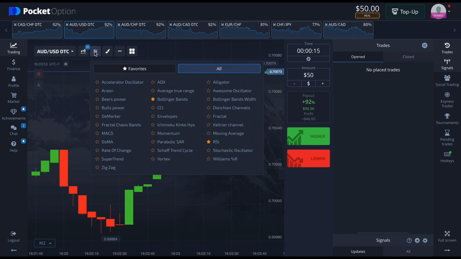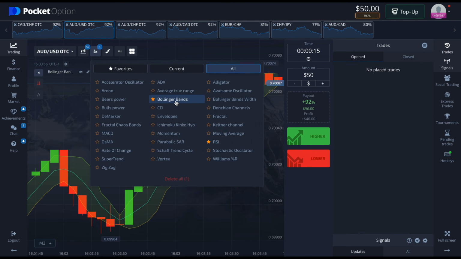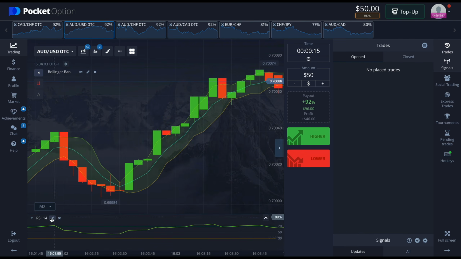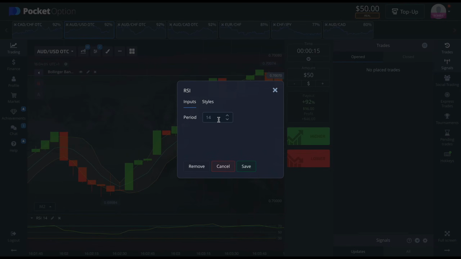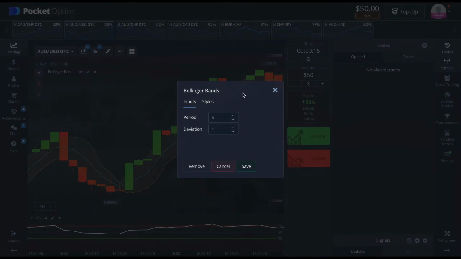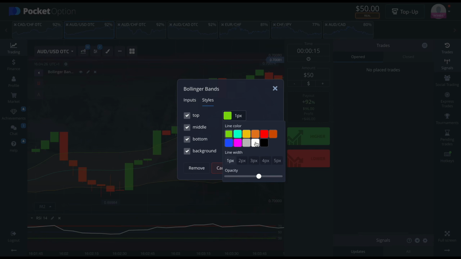Let's step into it. First we select the indicators. We only need the Bollinger Bands and the RSI. For the RSI we do not have to change the settings. I just change the colors for a better view. For the Bollinger Bands we change the period to 17 and the colors also. I like it in clean white.